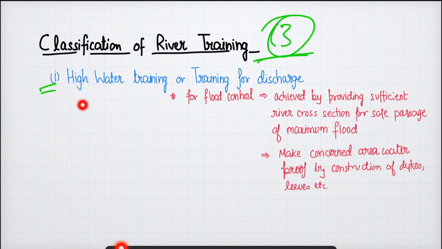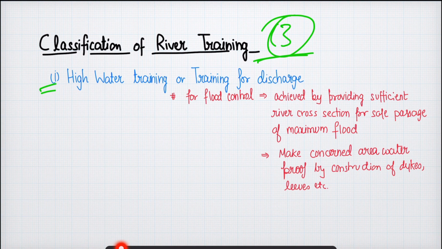So, if you are talking about high water training, we are talking in general about certain structures that will be used to mitigate the flood behavior of the river. The first type of river training work is high water training, or training for discharge. The aim of this kind of training work is flood control. That is, we want to achieve a sufficient river cross section for the safe passage of maximum flood.